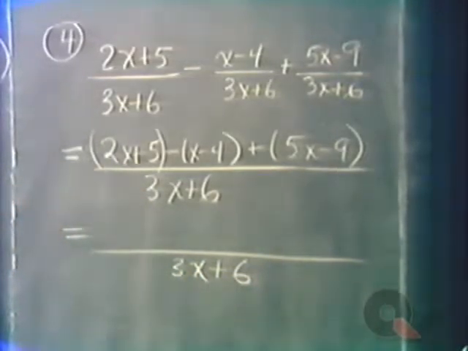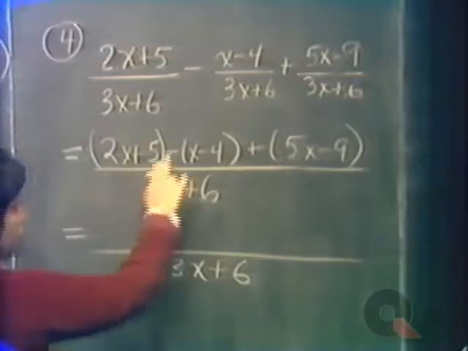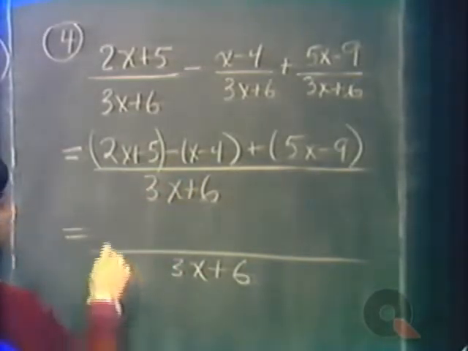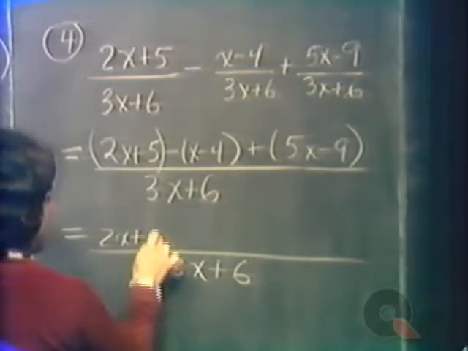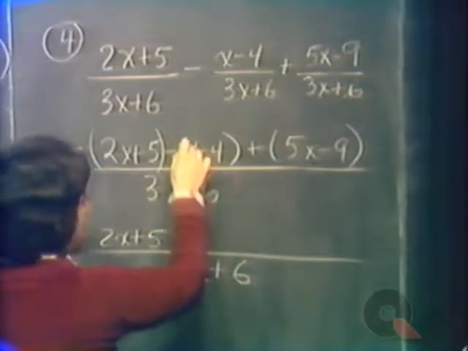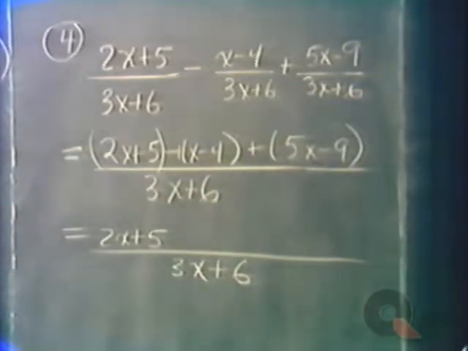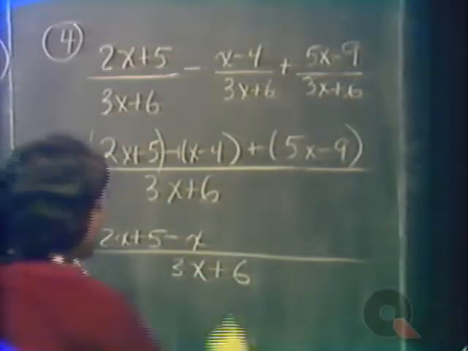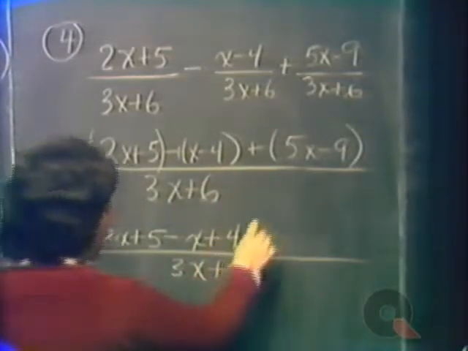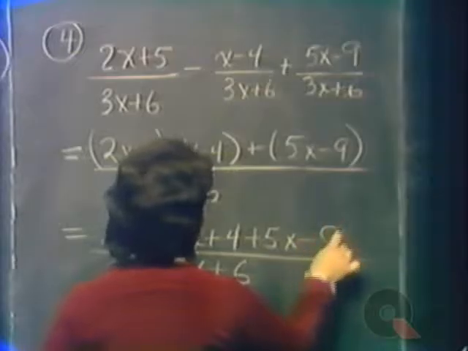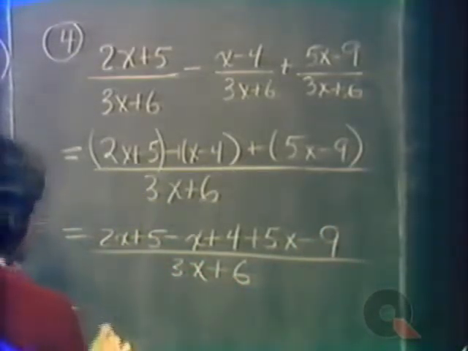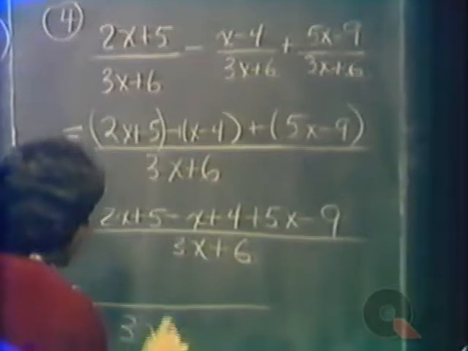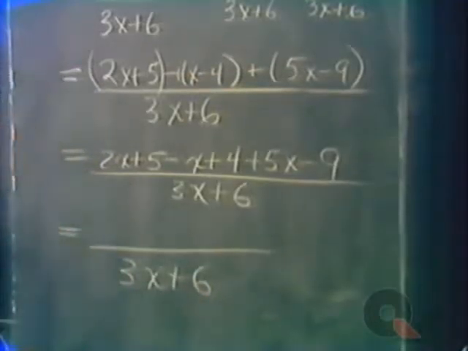Now, we would like to simplify the numerator. We have 2x plus 5. This minus before the x minus 4 is like a minus 1 to be distributed. So we have minus 1x. Minus 1 times minus 4 is plus 4. Plus 5x minus 9. The denominator is still 3x plus 6.